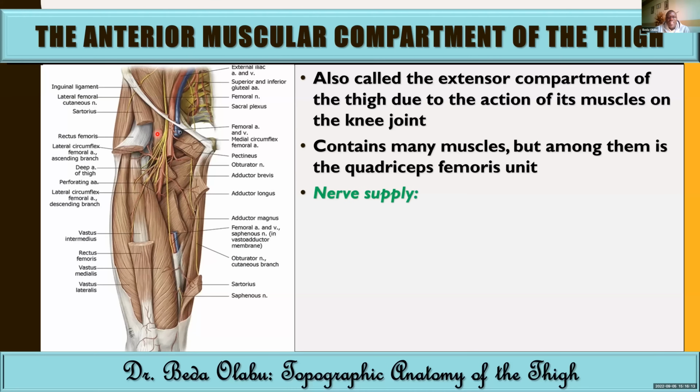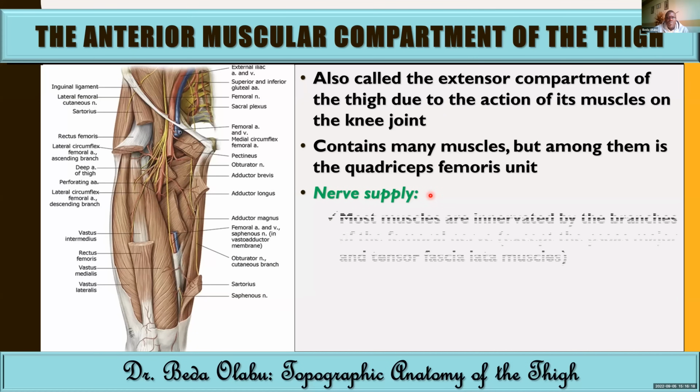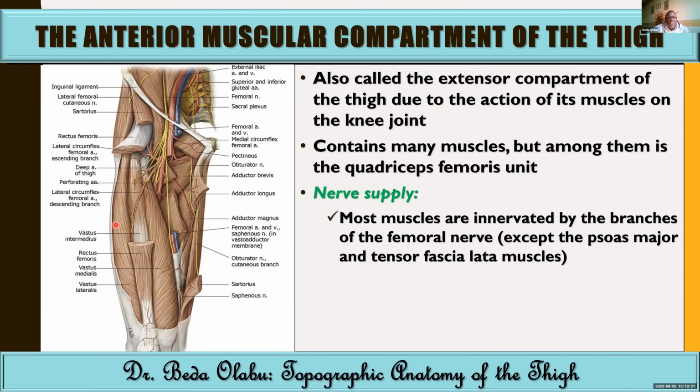Let's talk about the innervation of the muscles of the anterior compartment. Most of the muscles that we've mentioned in the anterior compartment are supplied by branches of the femoral nerve, most of them. There are a few exceptions though. Psoas major receives its innervation from up above because it arises from the lumbar vertebrae. So it will receive its innervation directly from some ventral rami coming from lumbar nerves.